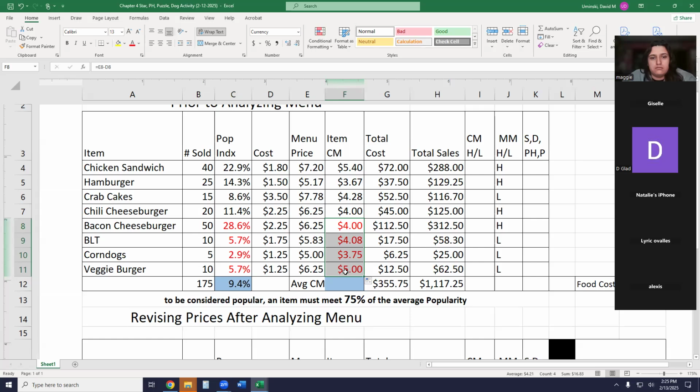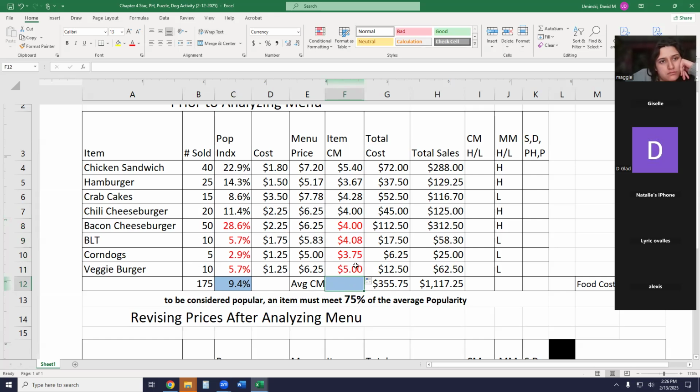Okay, $3.75 and $5 are the remaining contribution margins. Questions, comments, concerns about those? Now the blue square, that's our average contribution margin.